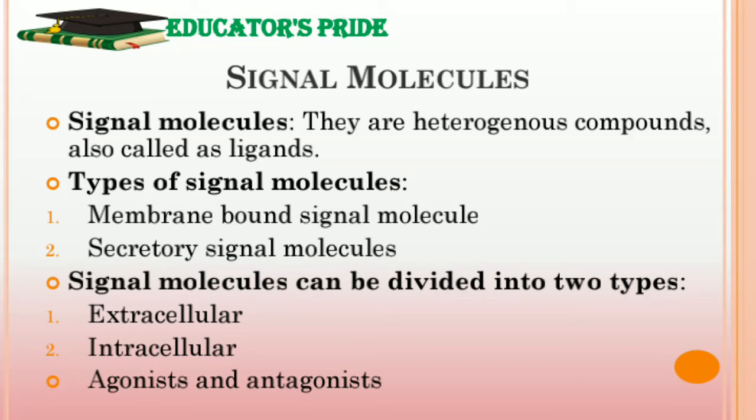Signal molecules can be further classified into two types. First, extracellular signal molecules, and second is intracellular signal molecules. Extracellular signal molecules are synthesized and released by signaling cells and bind to either cell surface receptor or intracellular receptor.